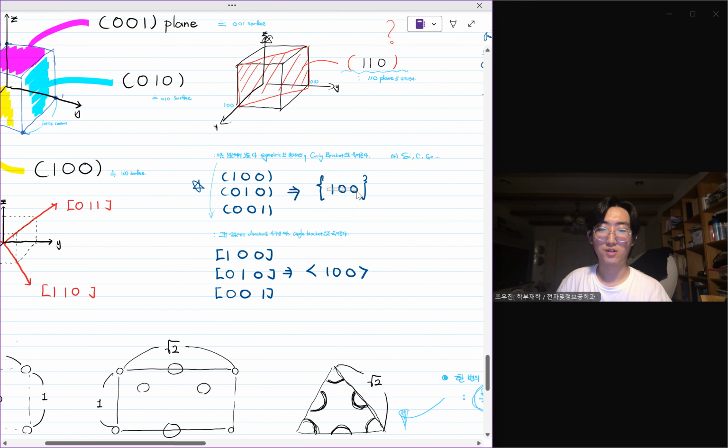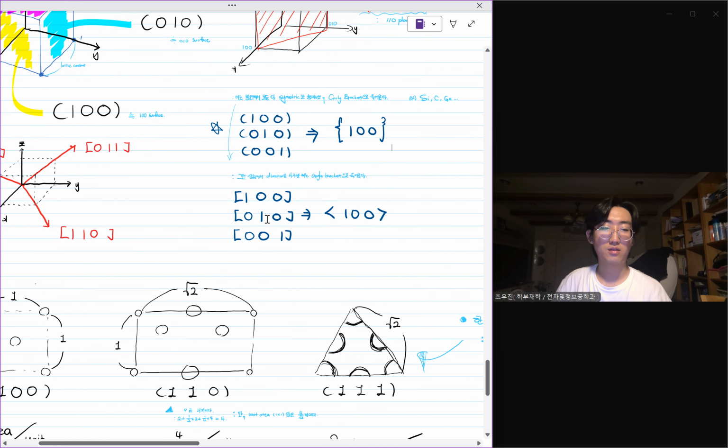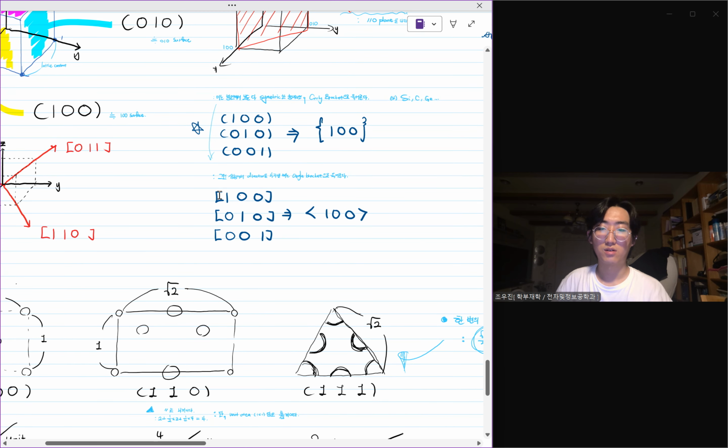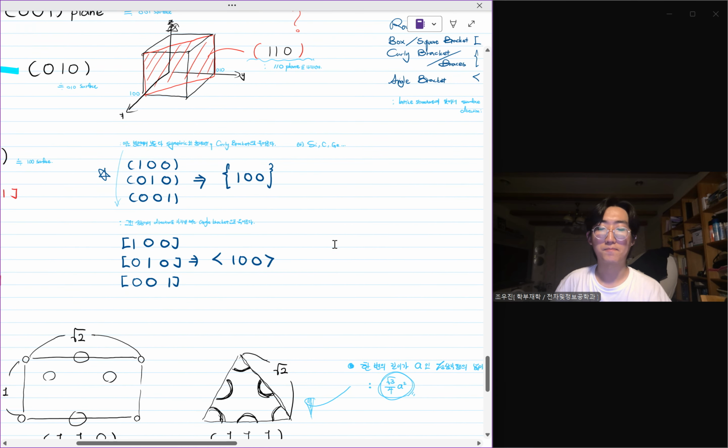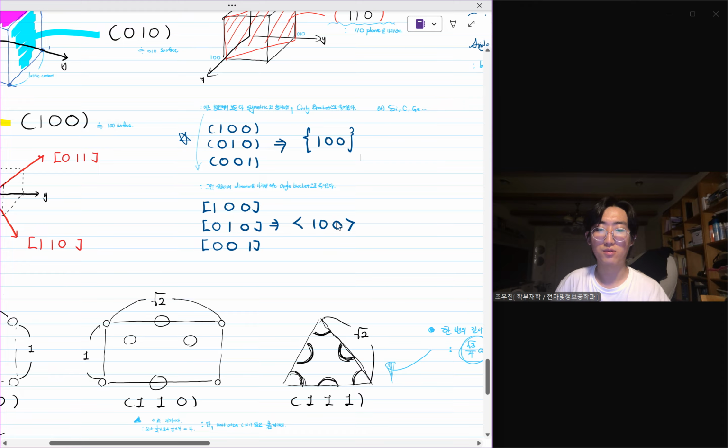100 with curly brackets means 100, 010, 001 with round brackets. Also, it can be used for vectors. So 100, 010, 001 with square brackets can also be written with an angle bracket like this one. So this means all these three.